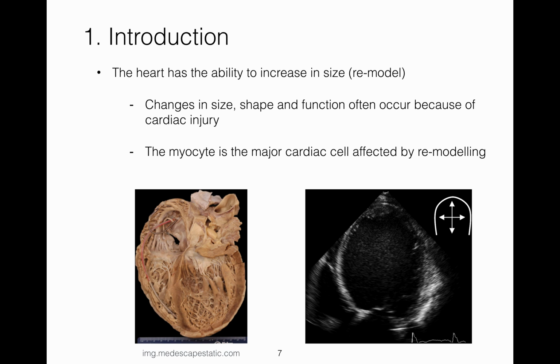The heart has the ability to increase in size, that is, to remodel. Changes in size, shape, and function often occur after cardiac injury. The myocyte is the major cardiac cell affected by remodeling. In the last lecture, we considered remodeling due to myocardial infarction and to dilated cardiomyopathy. In this lecture, we will consider remodeling for other reasons.